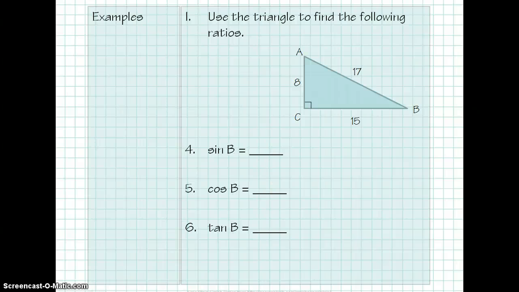All right, switching around and looking at angle B. So now my hypotenuse is still 17. That doesn't change. But my opposite side is now 8, and my adjacent side is now 15. So I get 8 divided by 17 for my sine, 15 divided by 17 for cosine, and tangent is 8 divided by 15.